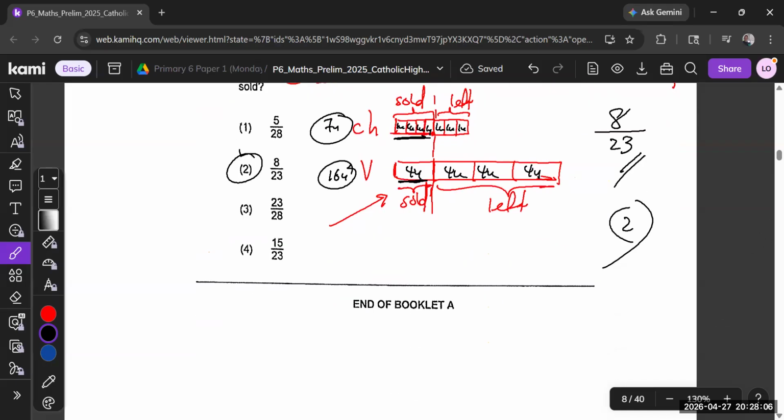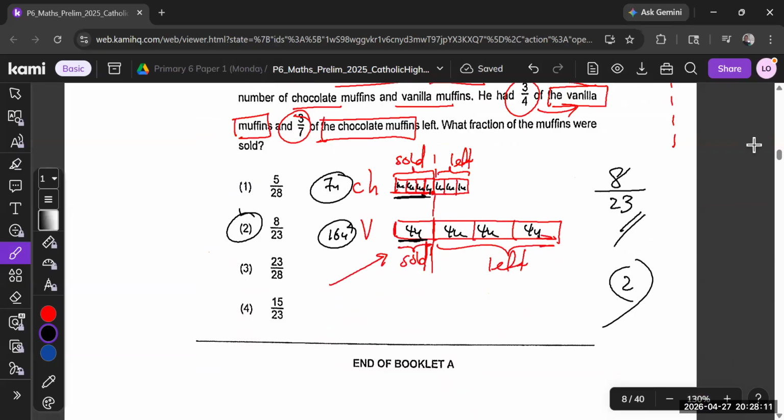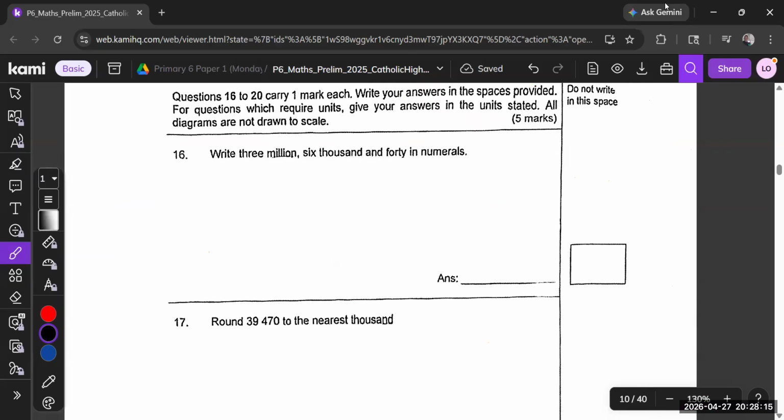Now we come to booklet B. Jasvi, copy down already? Okay, let me just double check to see whether the lesson is being recorded. If it's not recorded, we have to repeat. Okay, it's recorded. Okay, the next one.